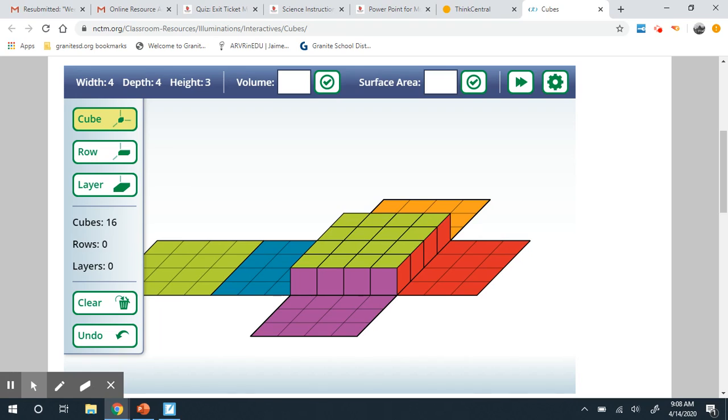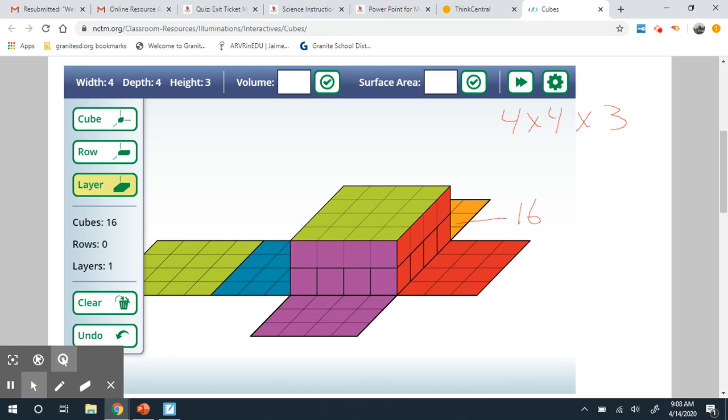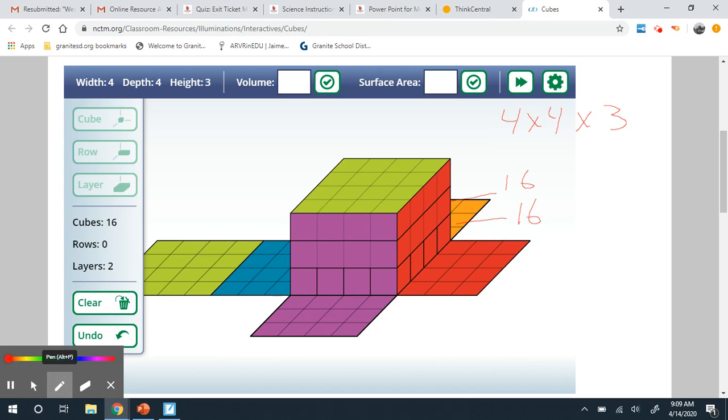Well, we see here that it's not just one layer tall, right? Remember, this rectangular prism that we are looking at is a 4 by 4 on the bottom, and then it's 3 units tall. So every time we add a layer, for layer 1 here, this is 16 units. We'll add a second layer, which is going to be 16 more units, and then we're going to fill it in by adding that third layer, which is again another 16 units. So 4 times 4 is 16.